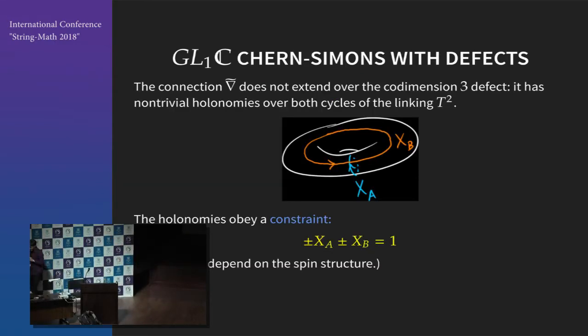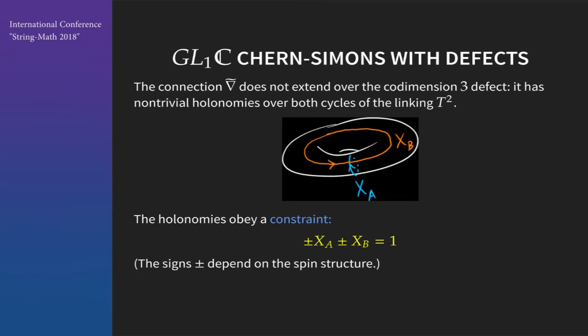And now our GL1C connection is supposed to be a little bit singular at these places. So it's going to have holonomies around the 2 cycles of the 2-torus. And the holonomies have to obey a kind of funny-looking constraint, which is, at first you should ignore these plus and minus. The constraint is that the holonomy here, xa, plus the holonomy here, plus or minus the holonomy here, is equal to 1. So these are 2 elements of C star. We're looking at the holonomy of a GL1 connection. So these are 2 numbers in C star, but this is not a multiplicative relation. It's an additive relation. The holonomy here plus the holonomy here equals 1. Okay, so that's our other kind of defect.